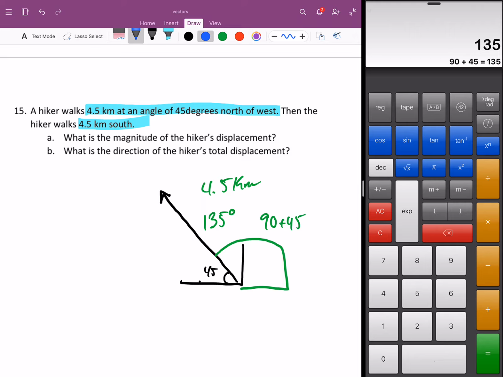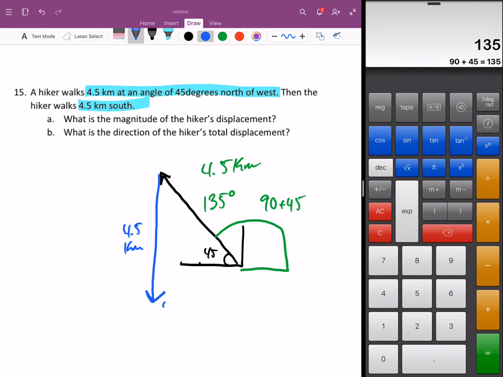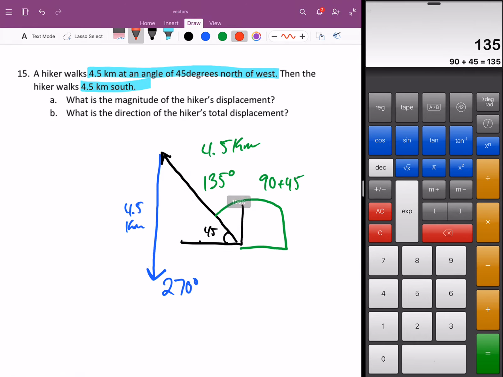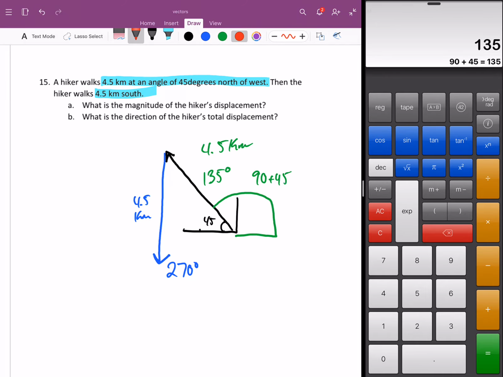Afterwards, the hiker heads south 4.5 kilometers as well. South, if you recall, is 270 degrees. The question wants to know the magnitude of displacement and also the direction of the displacement. Keep in mind, displacement is start to finish.